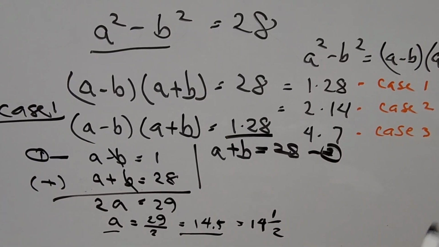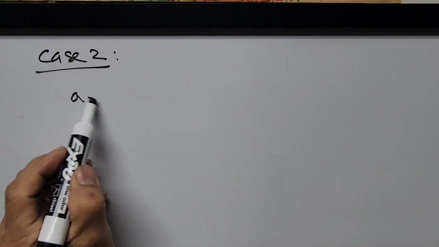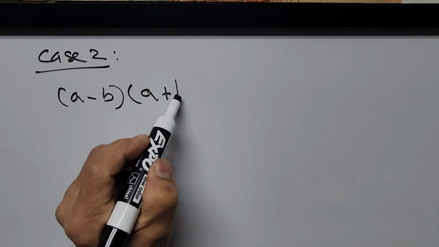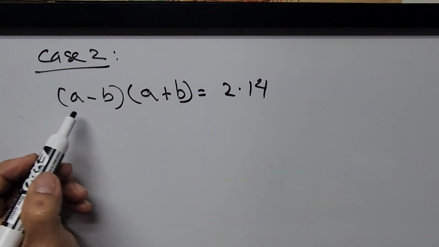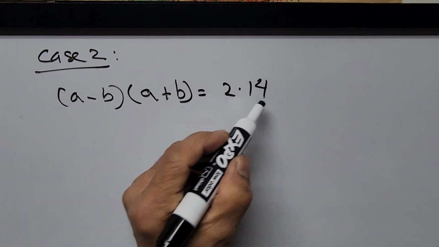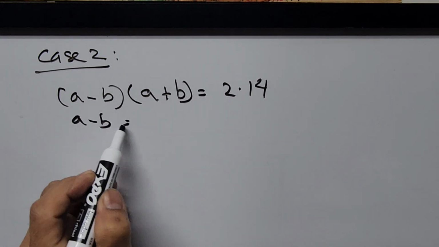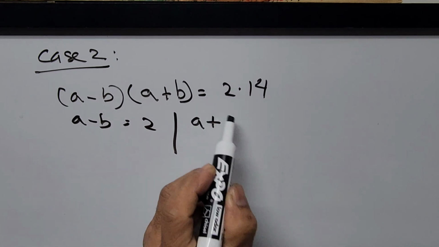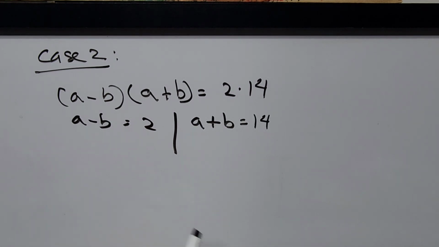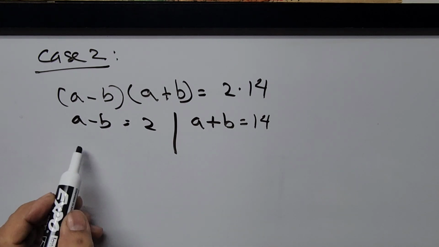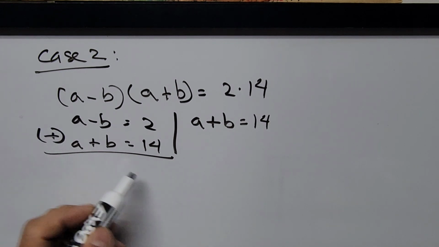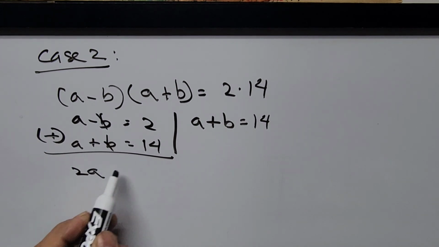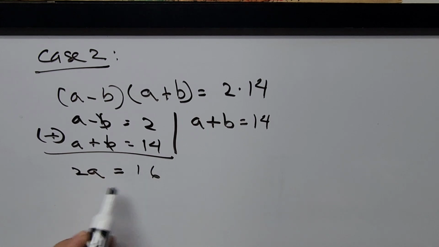So now we're going to case number 2, where we have factors of 2 and 14. So we have a minus b times the quantity a plus b equals 2 times 14, factors of 28. So equating a minus b to 2 and a plus b to 14. So we have a minus b equals 2 and a plus b equals 14. Add these both. So we're adding both, canceling b. So we have 2a is equal to 16. So a here is 8.